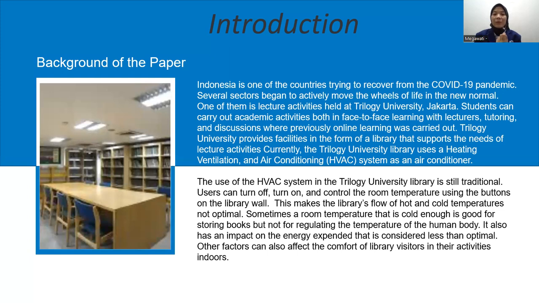Trilogi University provides facilities such as a library to support the needs of lecture activity. Currently, Trilogi University has a heating, ventilation, and air conditioning (HVAC) system as an air conditioner. The HVAC system in Trilogi University Library is still traditional, where people turn it on and off and control the room temperature using the button on the library wall.